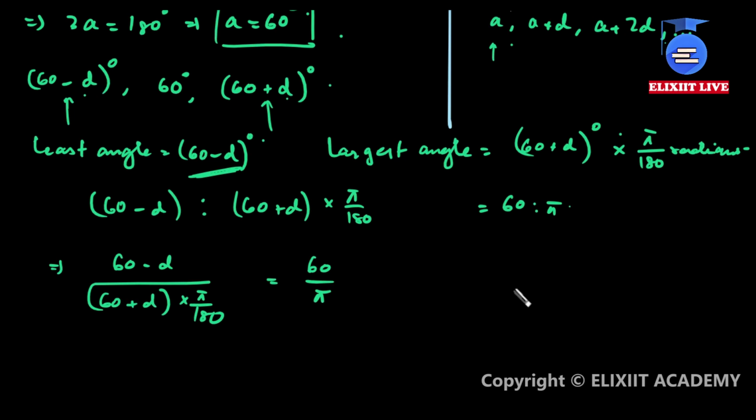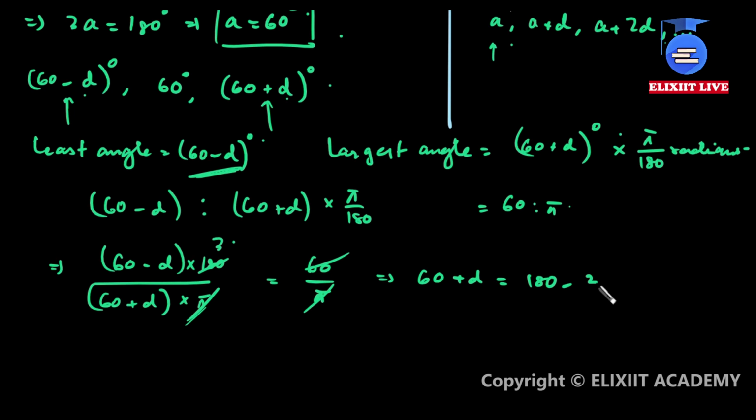Now simplify this. Nothing else. Pi by 180 is there, so I will reverse this and write it as 180 by pi. Overall this pi and pi get cancelled out here, and 60 gets cancelled with 3. So overall what we are getting is 3 times 60 minus d divided by 60 plus d, and the right hand side is 1. So all total, 60 plus d is actually 180 minus 3d.